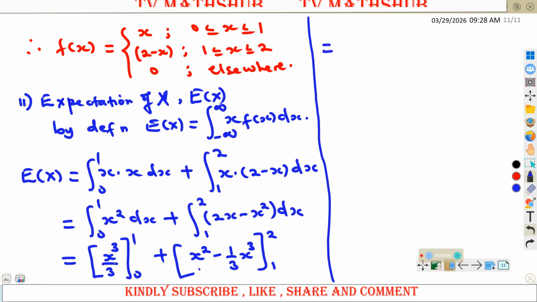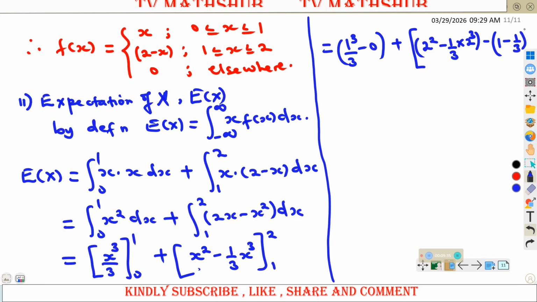So this will give us, put the limits, put 1 there, it will be 1 to the power 3 divided by 3 minus 0. Then we add, put 2, so it will be 2 squared minus a third times 2 to the power 3. This we subtract, put 1, this will be 1, minus a third. So this is a third, plus 4 minus 8 over 3. Here we are subtracting 1 minus a third, that is 2 over 3.